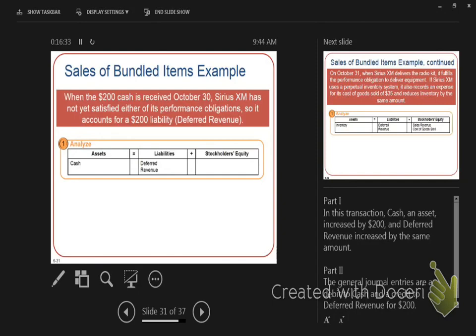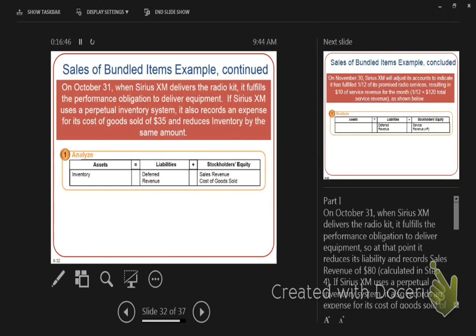So this is the first one. Let's write it on the board. Cash and deferred revenue, or unearned revenue. Okay. And then the next journal entry talks about the fact that we got the equipment and we have to reduce inventory. So we're going to have cost of goods sold, inventory, and then notice it also has deferred revenue and sales.